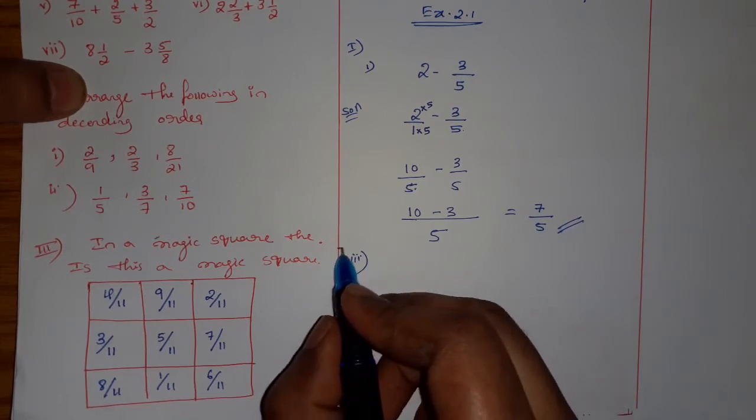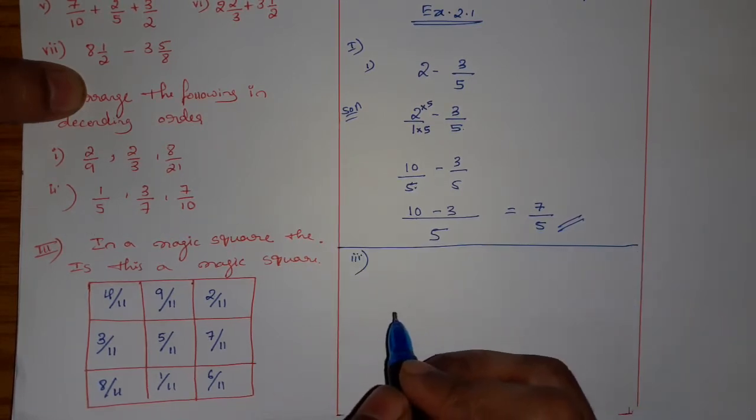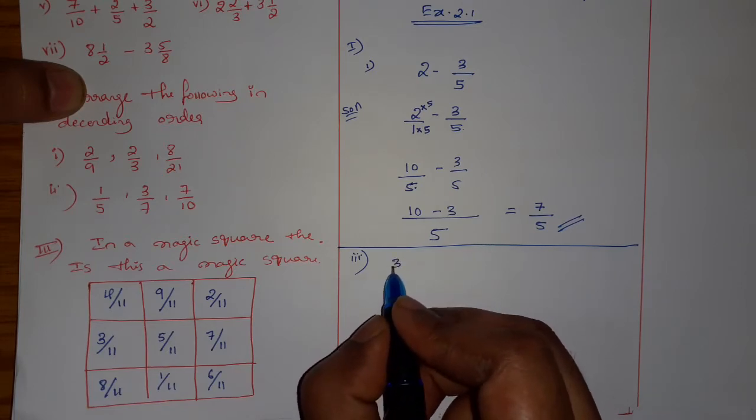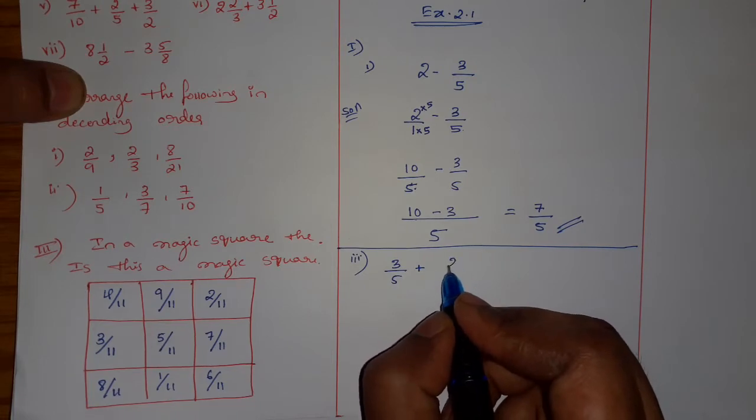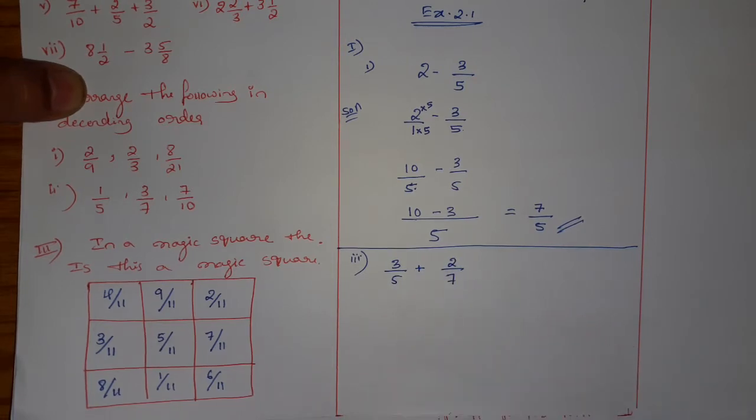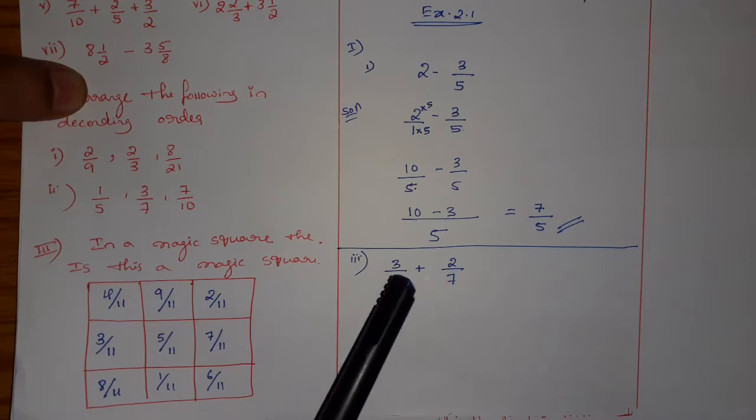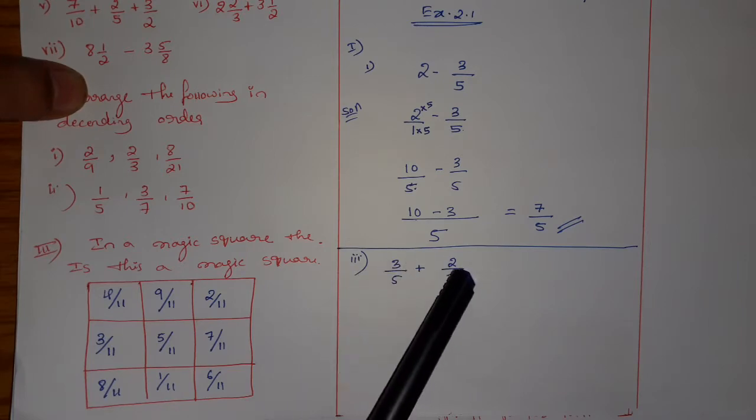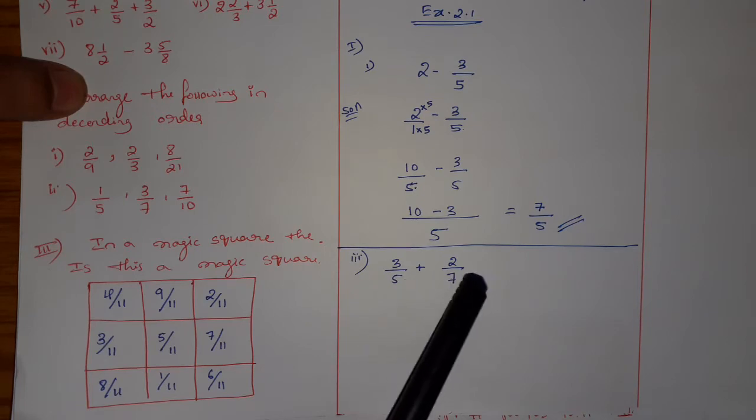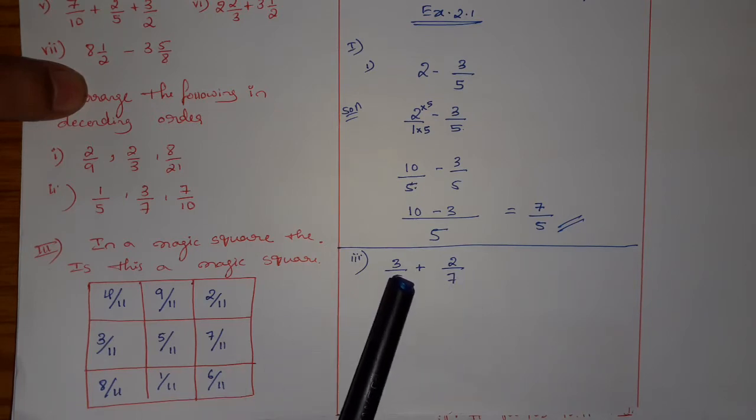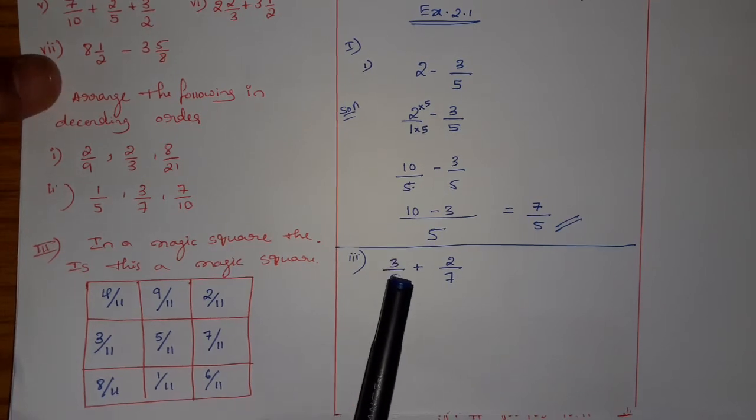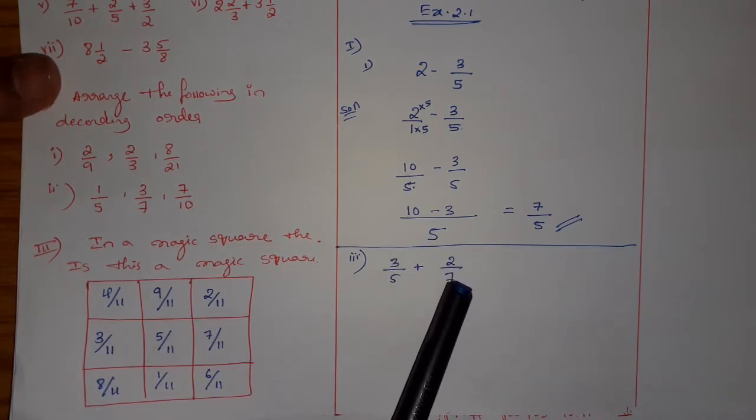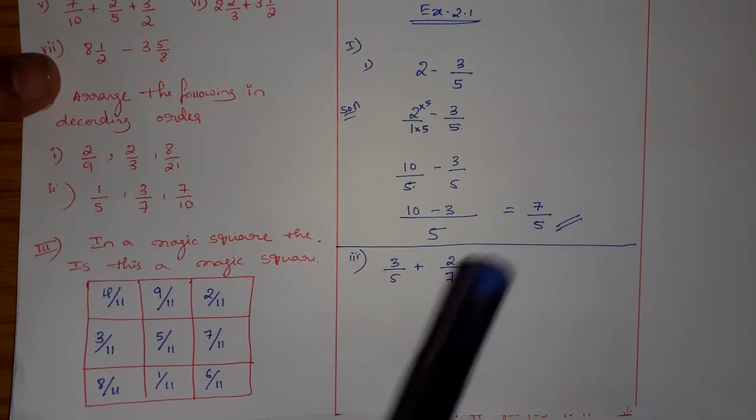That is 3 by 5 plus 2 by 7. Okay. By looking at this question, what can you say? This is a proper fraction, this is also a proper fraction, but both are unlike fractions. Why unlike fractions? Because denominators are different. Here 5, here 7, so you can't do any calculation in the numerator.